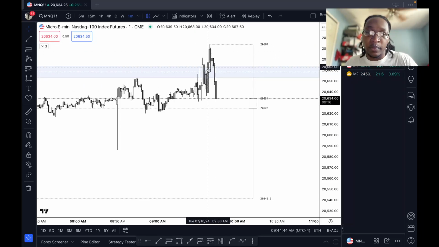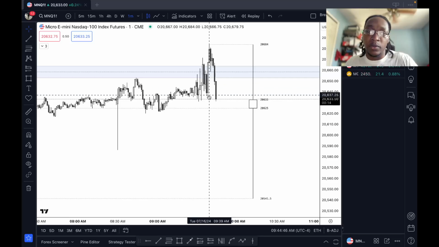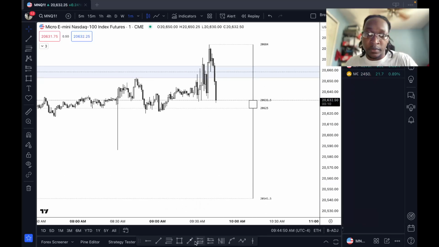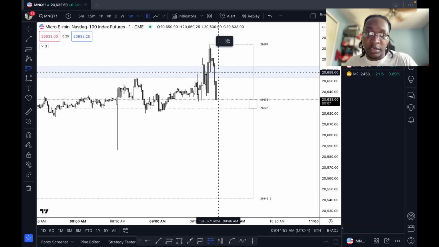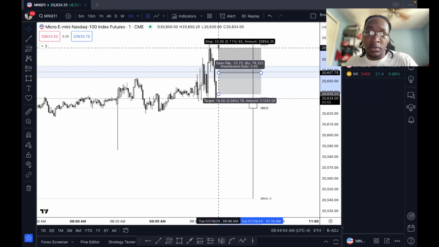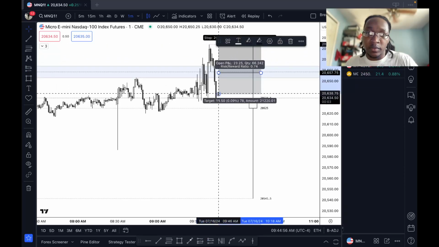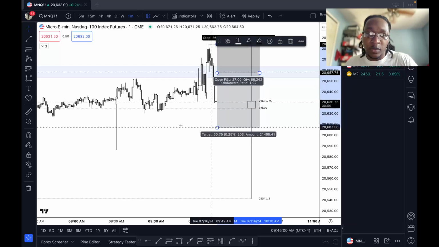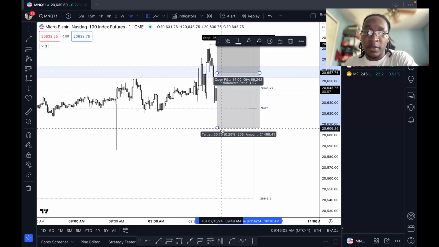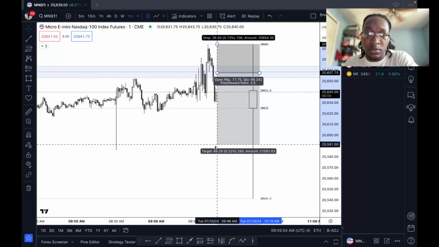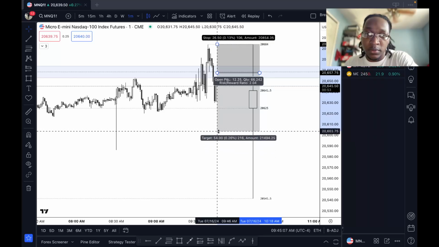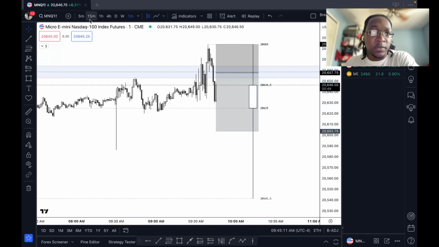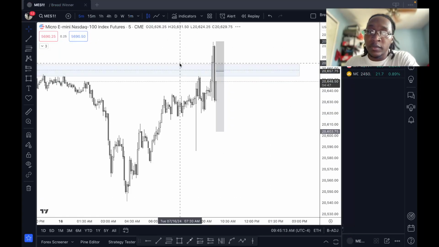We have a full fill on an inefficiency here. We shift structure here. We have a fair value gap left open there. This makes sense to take. Targeting about 50% of that. But let's go 1 to 2. That makes sense. I can see that happening.